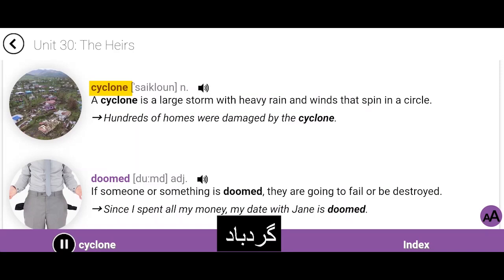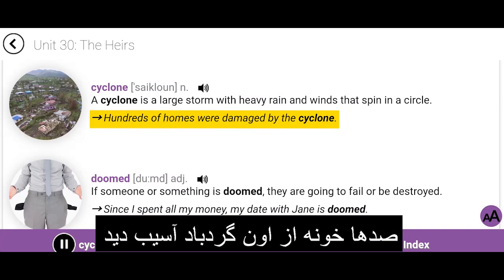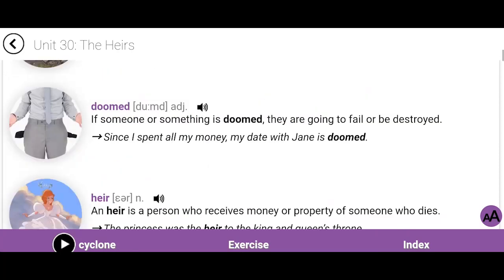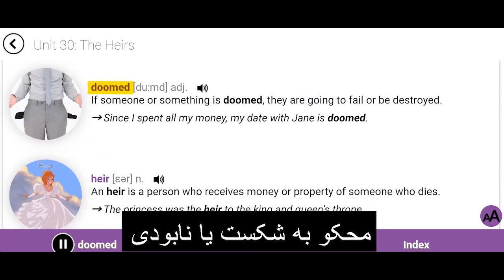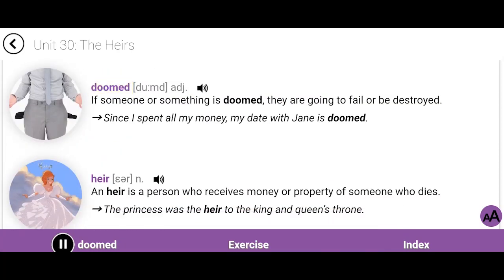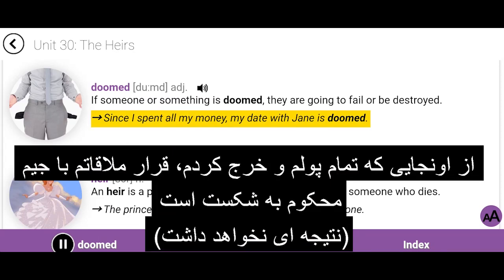Cyclone. A cyclone is a large storm with heavy rain and winds that spin in a circle. Hundreds of homes were damaged by the cyclone. Doomed. If someone or something is doomed, they are going to fail or be destroyed. Since I spent all my money, my date with Jane is doomed.